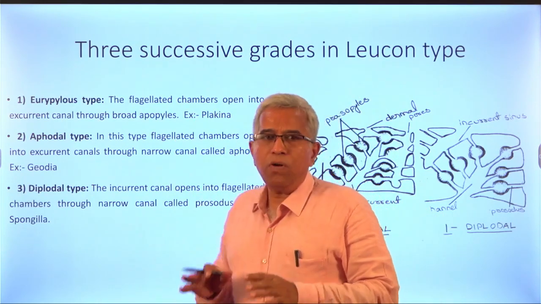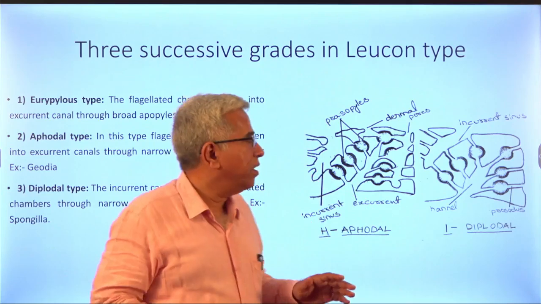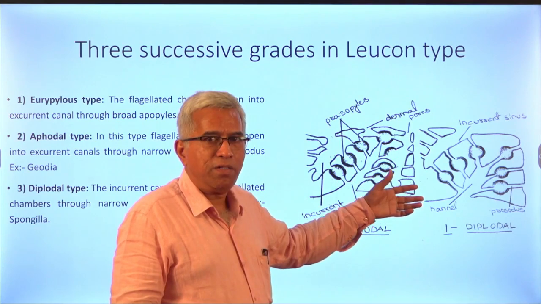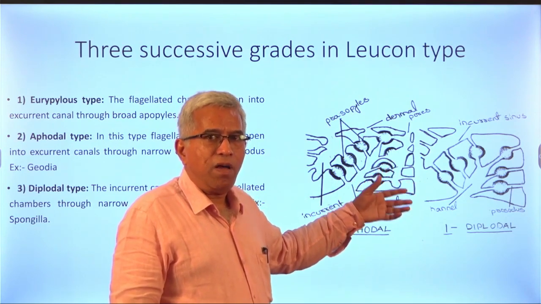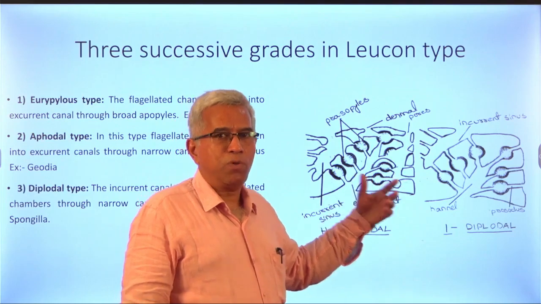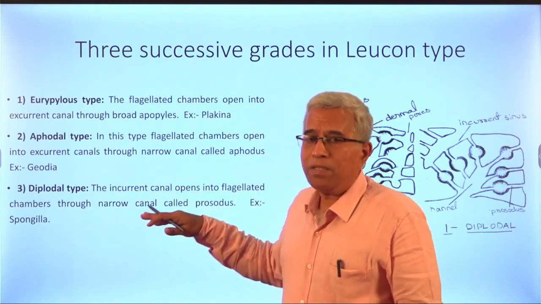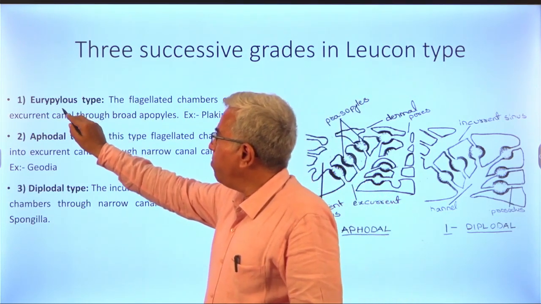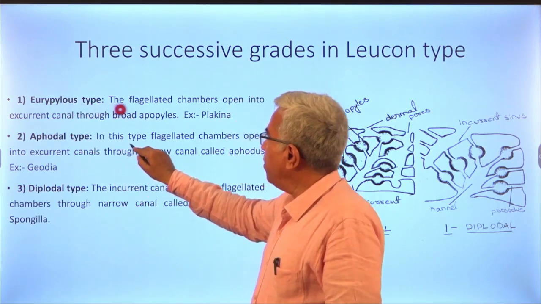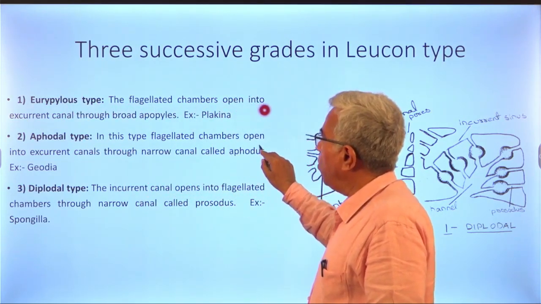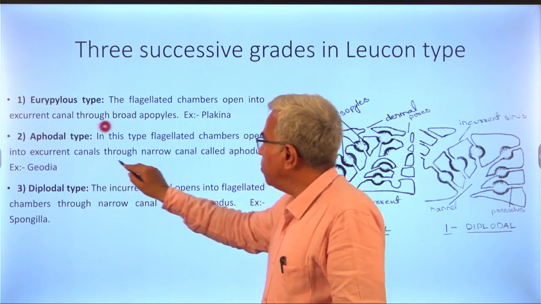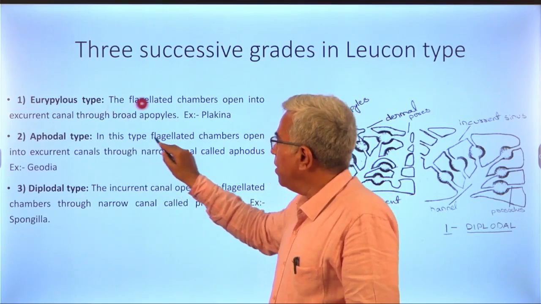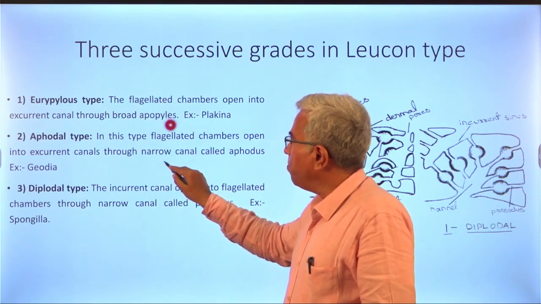In Leucon type, I told that spongiocele is totally absent, and you can find many new chambers called flagellated chambers along with ostia, incurrent canals, excurrent canal, osculum, apopiles, and prosopiles, etc. Based on the presence of these parts, Leucon type is differentiated into uripilus type. Here you can see the flagellated chambers open into excurrent canal through broad apopiles. That means in uripilus type, the perforations called apopiles are present.